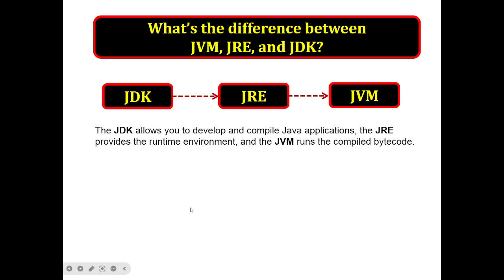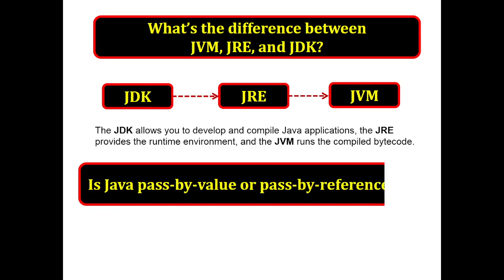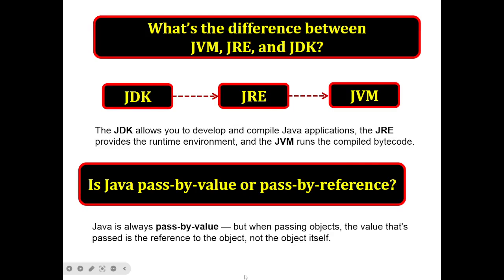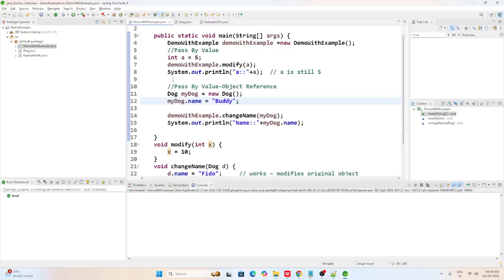Next question, which is repeated very often, is: is Java pass by value or pass by reference? This is a bit of a tricky question. As an answer, you can tell them Java is always pass by value, but when passing an object, the value that is passed is a reference to the object, not the actual object. To understand this, let us look at some examples.